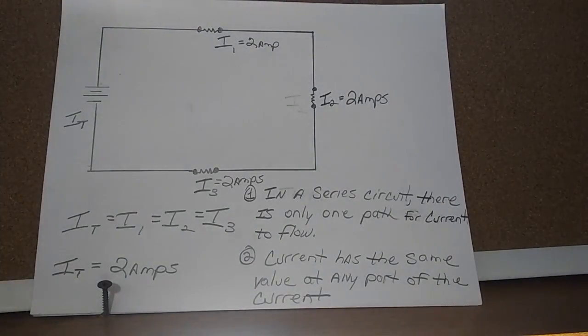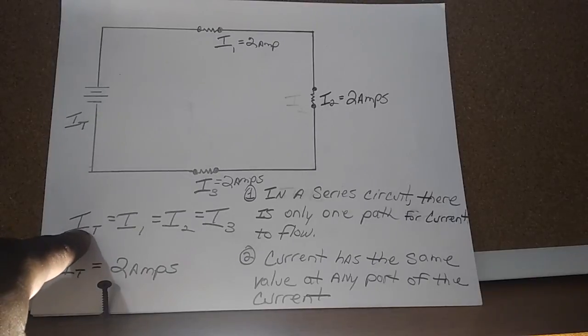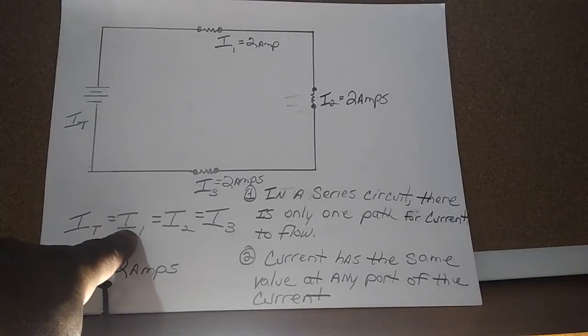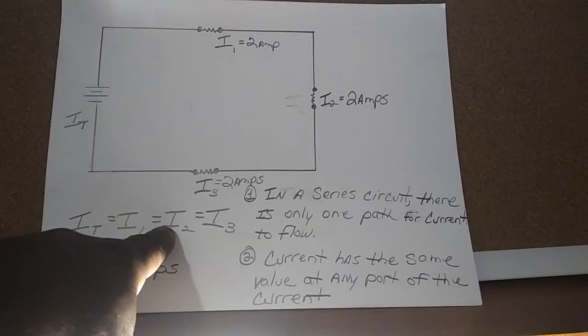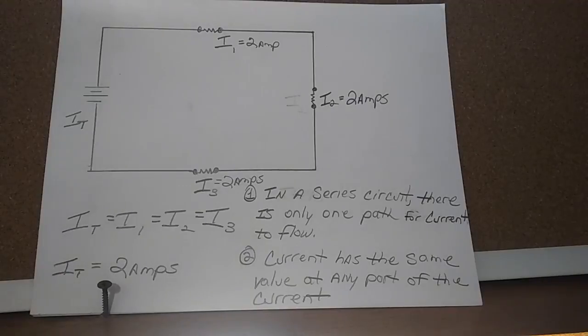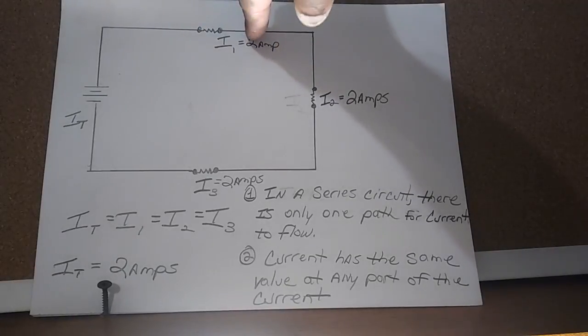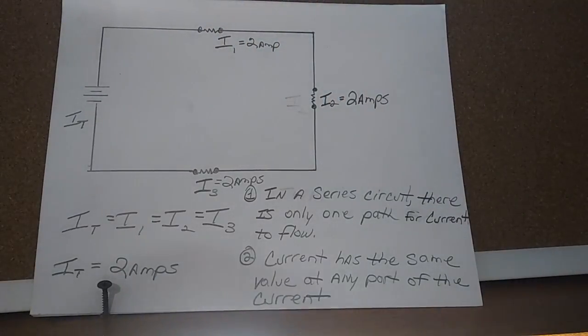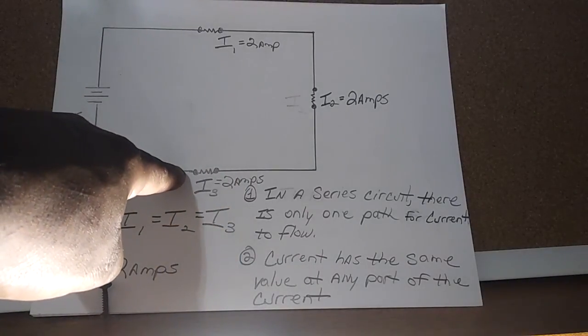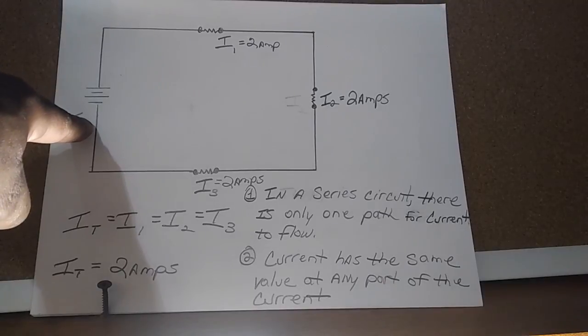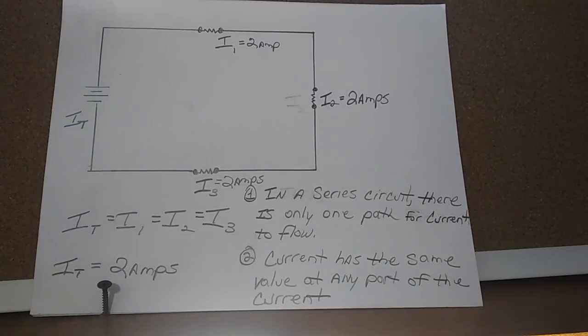First of all, let's look at how the current works in a series circuit. The total current is equal to I sub 1, which is equal to I sub 2, which is equal to I sub 3. So the current is the same at every given point of a series circuit. In this series circuit, the current equals 2 amps. The current is 2 amps as it passes through the first resistor, 2 amps as it passes through the second resistor, and 2 amps as it passes through the third resistor. And the current is 2 amps in total at the power source.